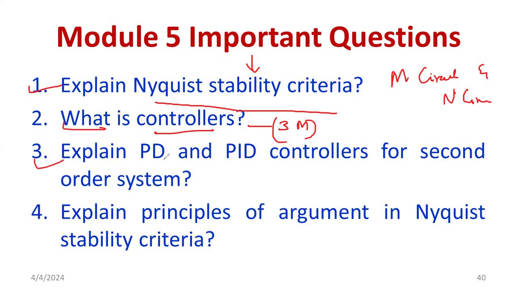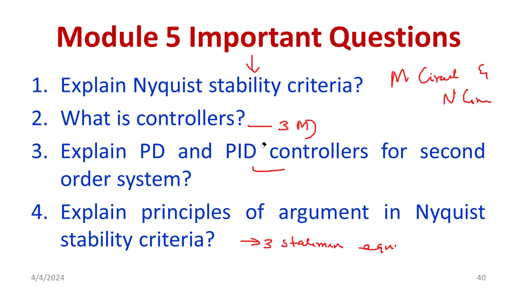Explain proportional derivative and proportional integral derivative controllers with the second order system. There are derivations you could try to follow up. Explain the principle of arguments in Nyquist stability criteria with the three statements you have to mention, three statements with the equations. That is what is expected. So these are the four important theory questions.